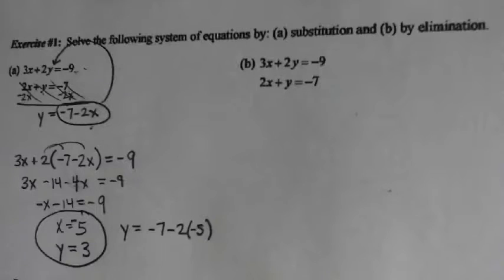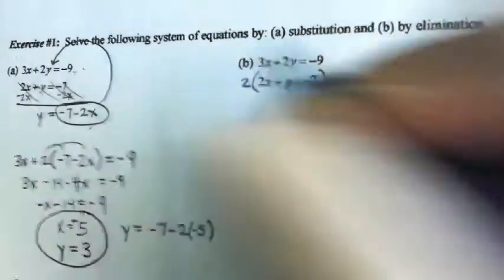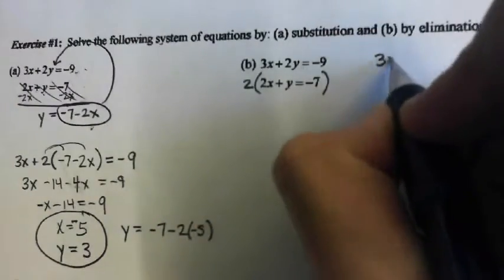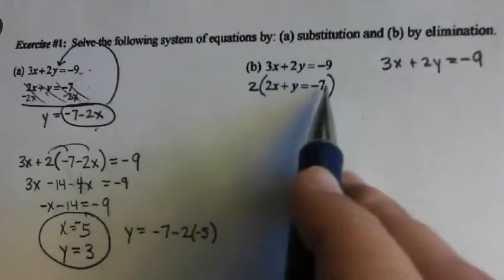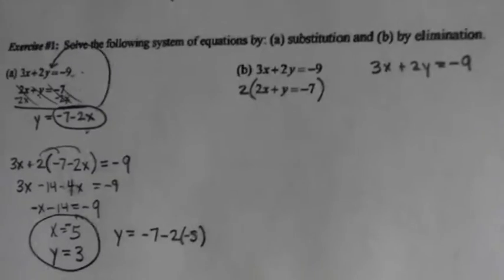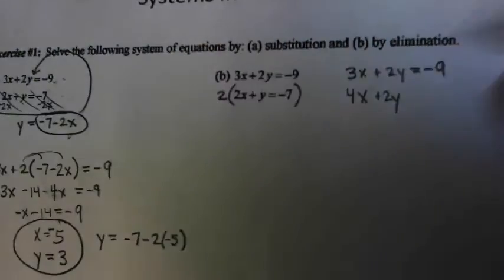You can get them to be opposites, or you can just get them to be the same number, whether they're both pluses or both minuses, that's fine. So I'll just show you my way. Which would be multiplying this by 2. One of the big things you have to remember is that every expression in that second equation has to get multiplied by 2. So the 2x becomes a 4x, the y becomes a plus 2y, and the negative 7 becomes a negative 14.